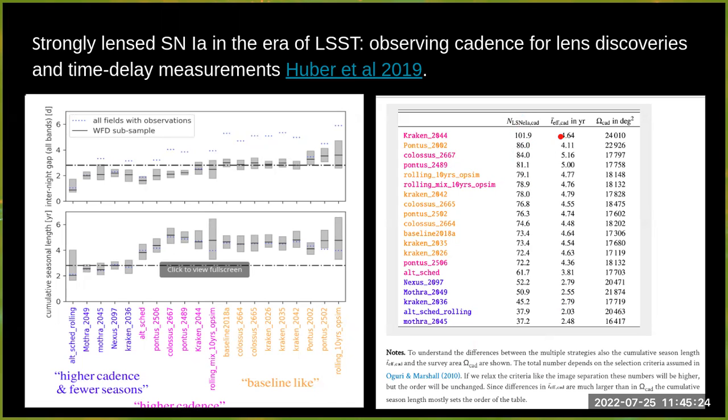For rare things like strongly lensed transients, a rolling cadence is a bad idea.